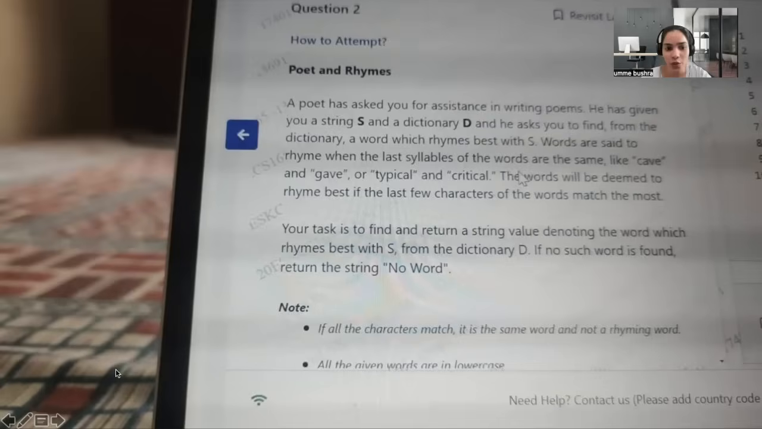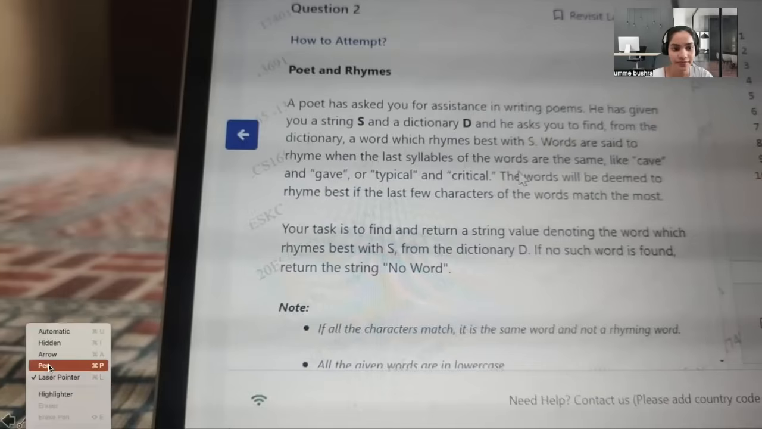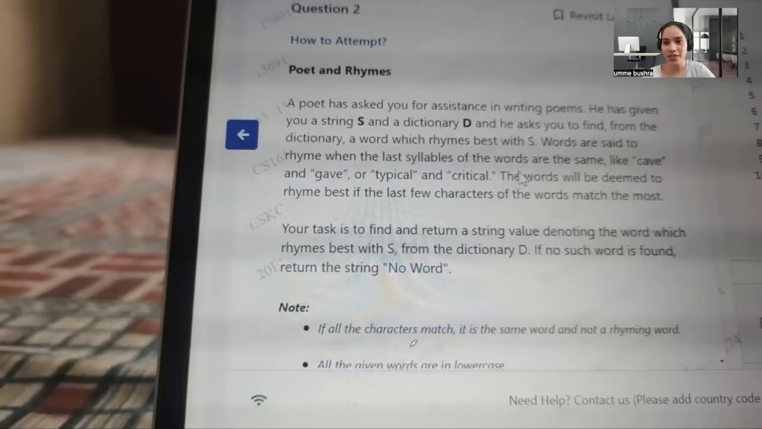So this is your code question. Let's see what the second question says. Let's look at the second question now. Let's see what it says. The second question's name is poet and rhymes. Okay. So a poet has asked you for his assistance. A poet wants assistance in writing poems.